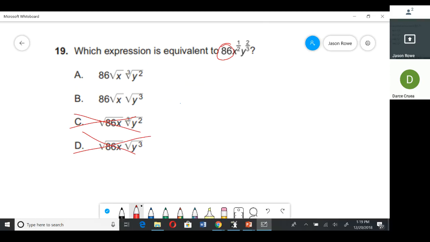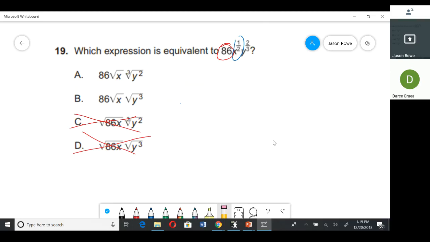So just remember that exponent is only attached to one thing. If that 86 were included, there would have to be parentheses around 86x. Yeah, so it would have to be this, and then x. Right. But since there's not, the 86 is not going under any kind of radical. All right, so the 86 has to be out front, so it has to be A or B.